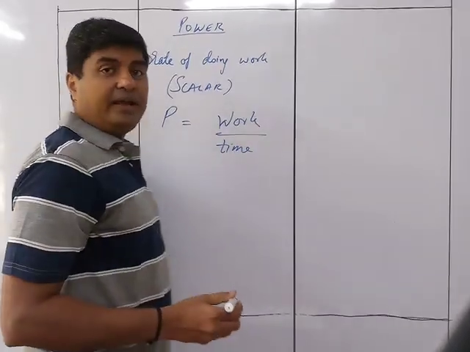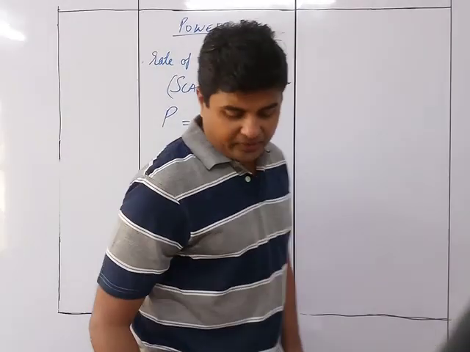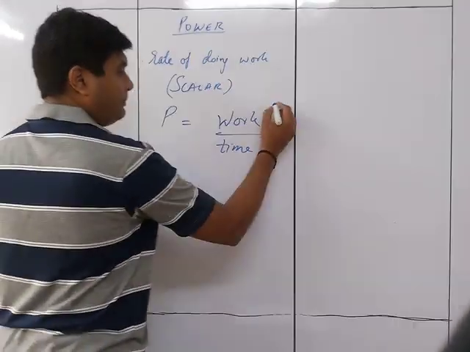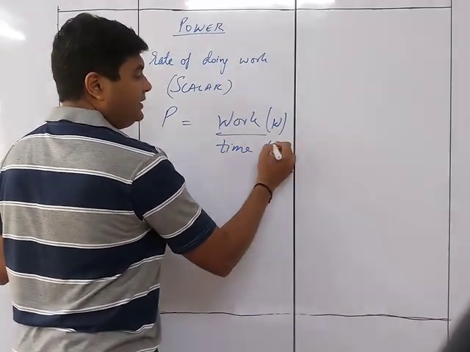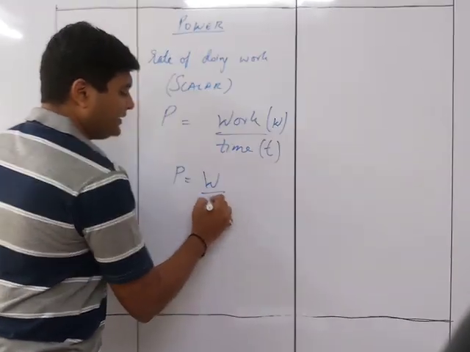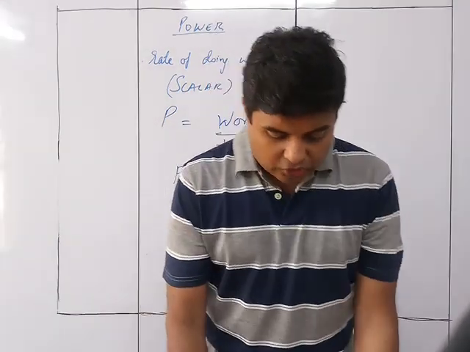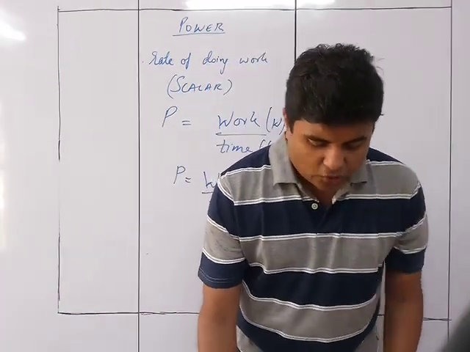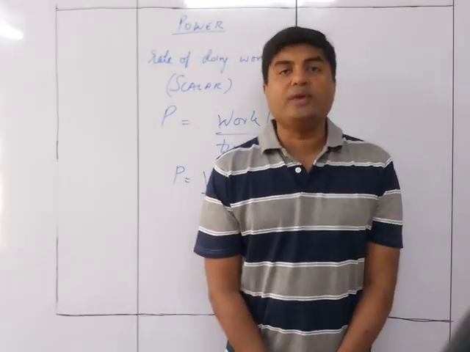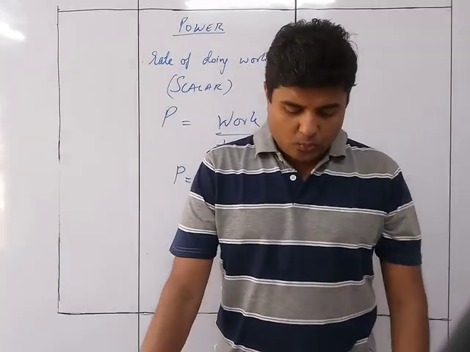So that will be the main formula for power. Power is equal to work upon time. It is nothing but the work done W upon time taken T. So P is equal to W upon T is the formula for power. Power spent by a source is measured as the amount of work done by the source in 1 second, or is equal to the rate of doing work in 1 second.